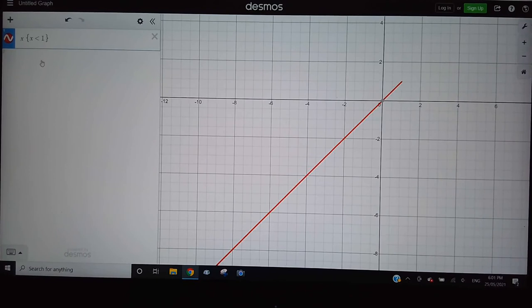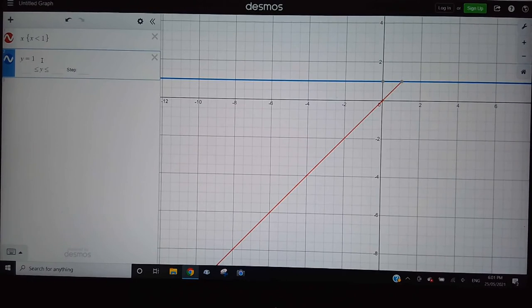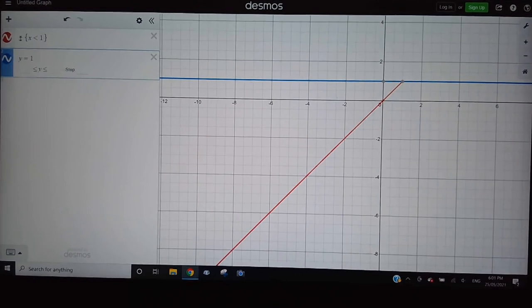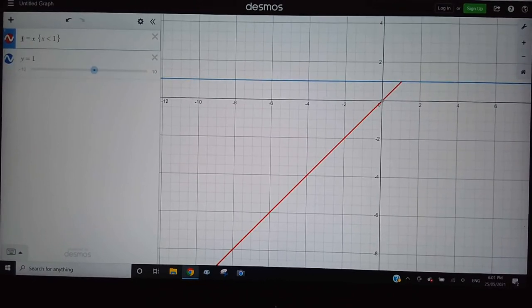Now let's graph the second piece. The second piece was f of x equals 1. To do this properly, I should type in the full equation, so y equals 1, and we also need to restrict that domain, and this is for values of x greater than or equal to 1.